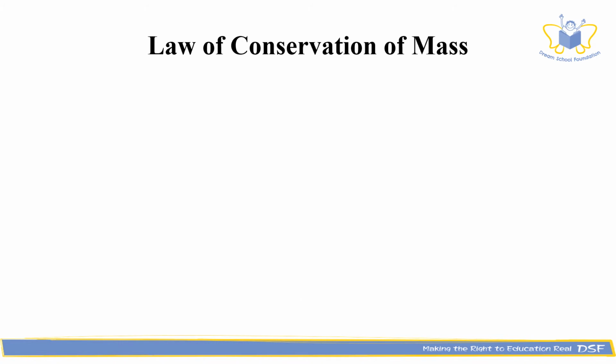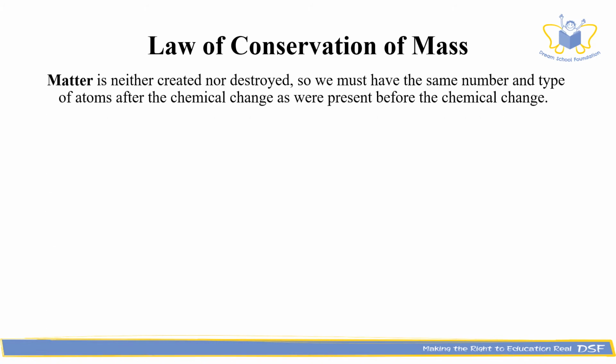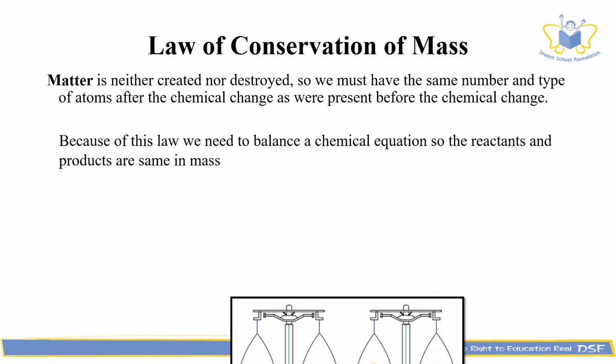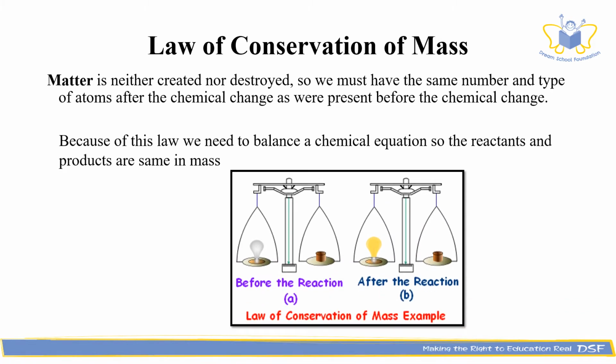The law of conservation of mass states that matter is neither created nor destroyed, so we must have the same number and type of atoms after the chemical change as were present before the chemical change. Because of this law, we need to balance a chemical equation. In this example, the firewood burnt should be equal to the ashes obtained.